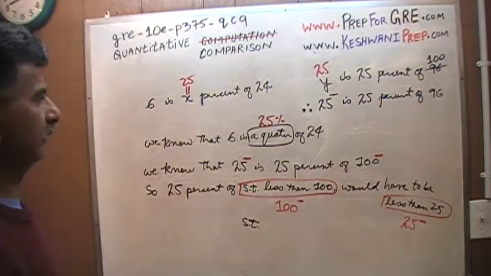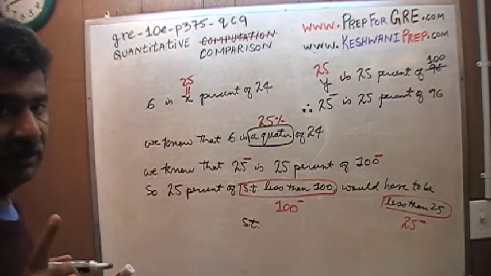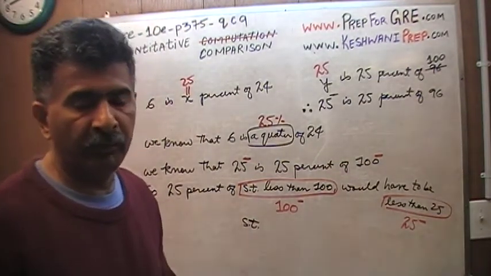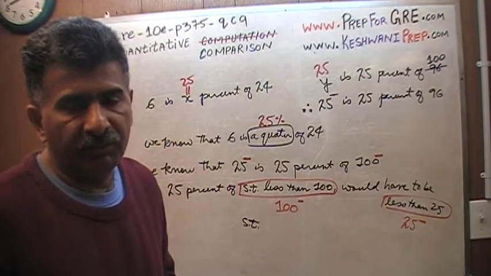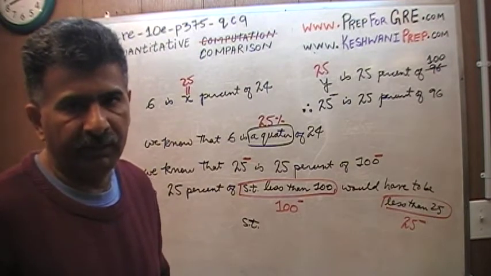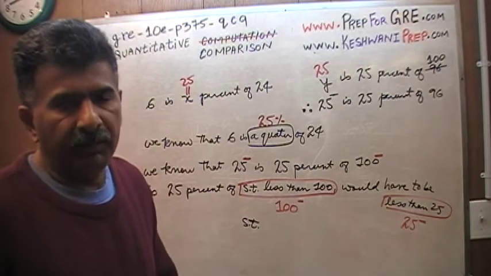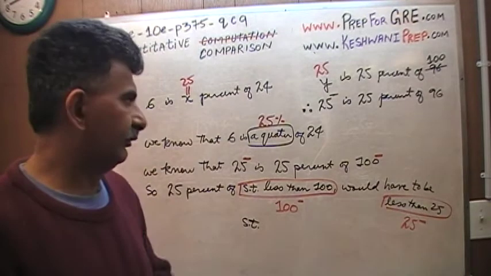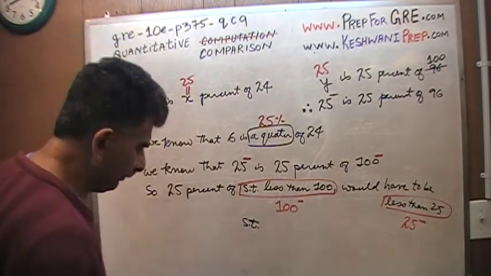That's all. Of course, you might be sitting there and thinking this guy is taking forever and ever to solve this thing. It'll be quicker just to multiply 25% by 96. I know you can do that, but I want you to learn how to think like this. That's all it is.